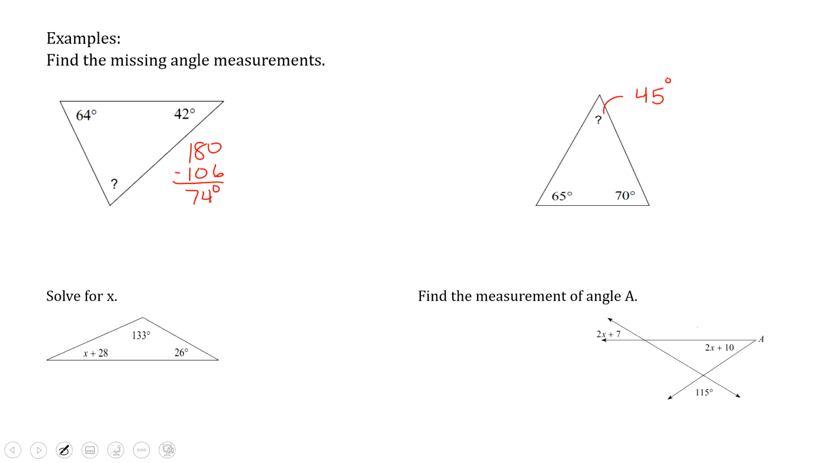What we're going to see a lot of in this unit, even on the unit test, is the algebra versions of it: solving for x, finding measurements that way. So here I have to solve for x: x plus 28 plus 133 plus 126 has to equal 180. Combine all my like terms, which is all my numbers. Again, this works out to be 187.